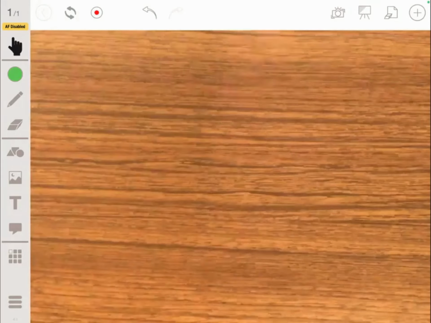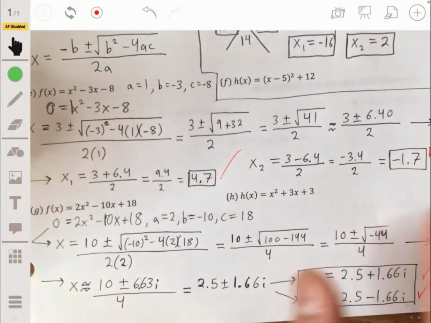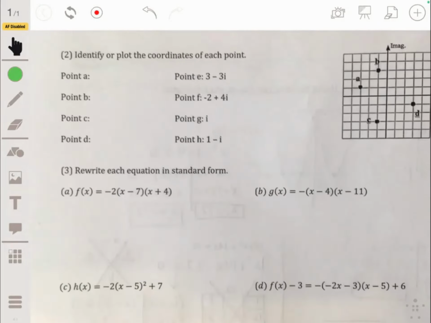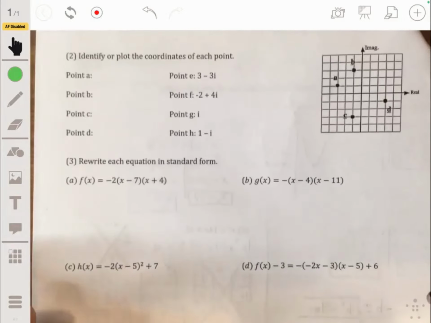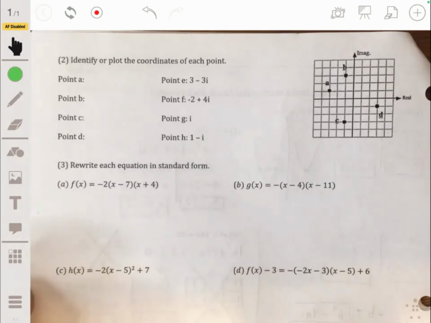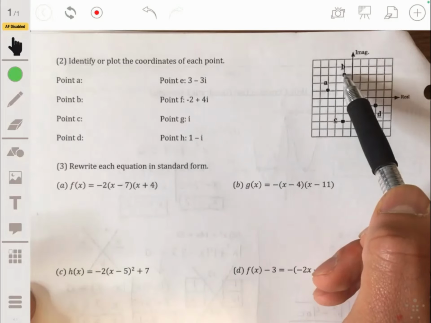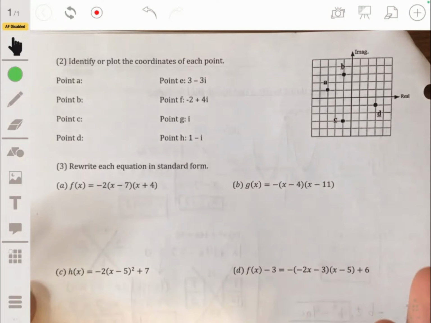Okay, we're done with page 1, which is probably one of the longest pages. Let's look at page 2. Okay, so here we're going to basically practice and go over the coordinates of imaginary numbers, how we write them.